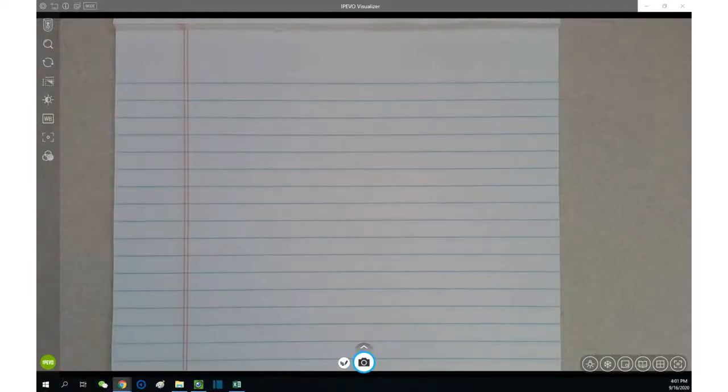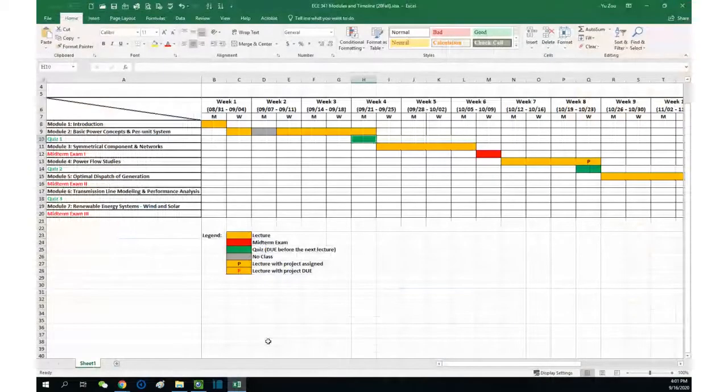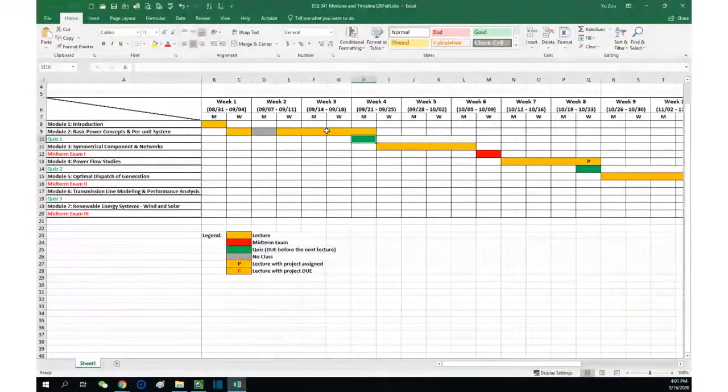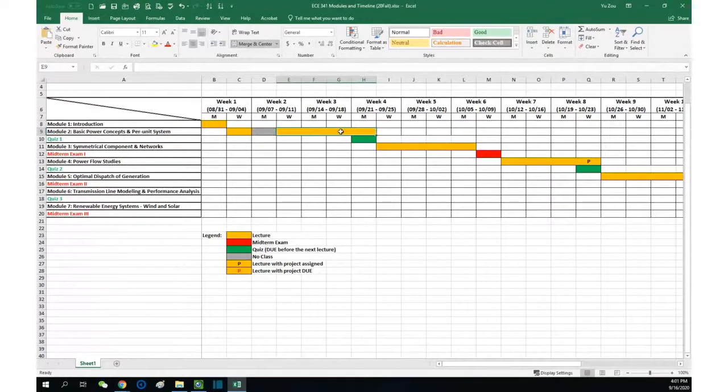This is Dr. Yuzo. This is the EC 341 Power Systems course, and today is our fifth class. We're going to start to talk about three-phase power. In the Gantt chart, we're right here, in this particular cell. We have one last lecture for this module two on next Monday, and right after, we're going to have a quiz about this module.